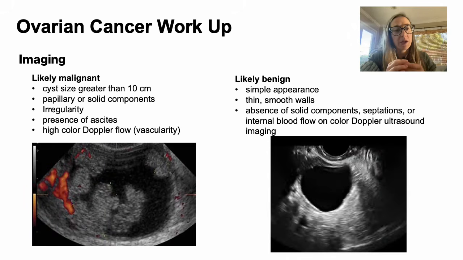And so we have some guidance on imaging of concerning features. Here you can see that a cyst greater than 10 centimeters, ACOG says should be referred to Gyn Onc. I think it really depends on what the cyst looks like. If it has papillary or solid components, if there's ascites in the belly, if there's high Doppler flow indicating vascularity, all those could be concerning features. But a likely benign cyst is just simple, thin, smooth walls. It can have septations, but benign or malignant, that one's a challenging one.